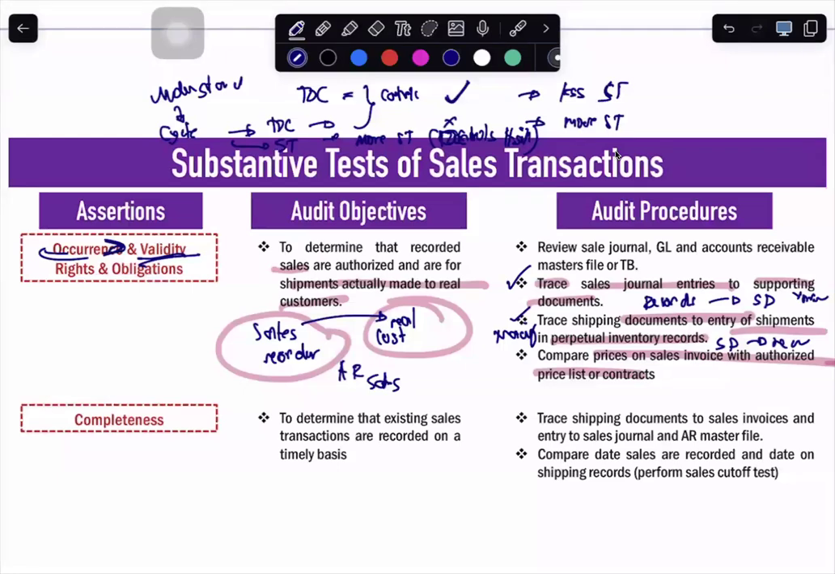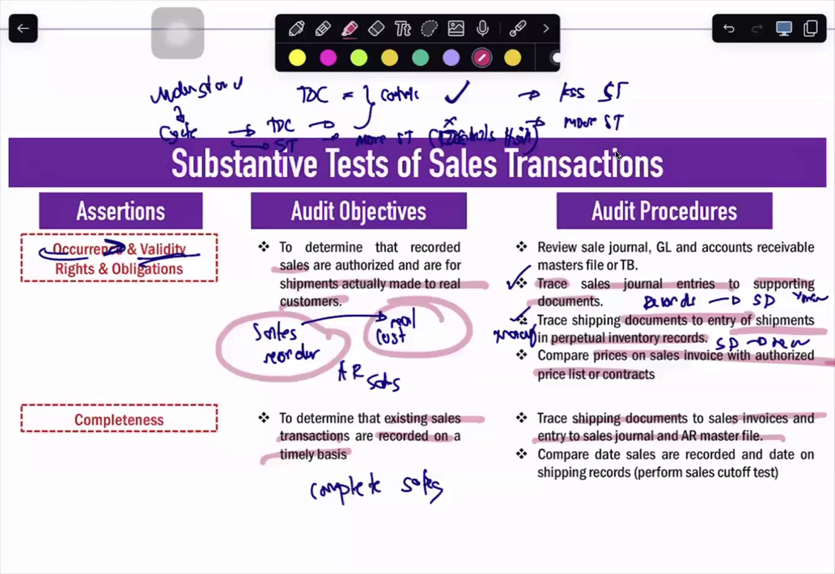Next, completeness. For completeness, we determine whether the existing sales transactions are recorded on a timely basis. So we only want that here we have a complete amount of sales. So what are our audit procedures? Again, shipping documents to your invoices and entry to sales journal and AR master file. So earlier, we want only to check shipping documents to our inventory records. That is as to occurrence and validity and rights and obligations.